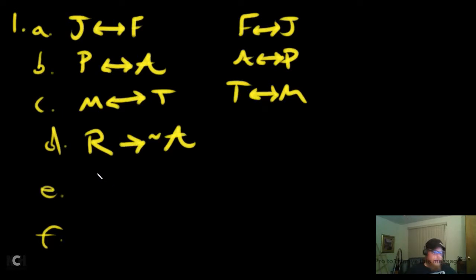All right, now let's take a look at E. E says, these 2 statements are equivalent if and only if each entails the other. Okay, so we've got equivalent. If and only if, there's a double arrow, each one entails the other.